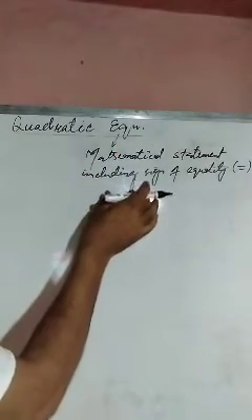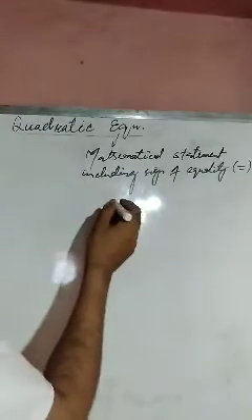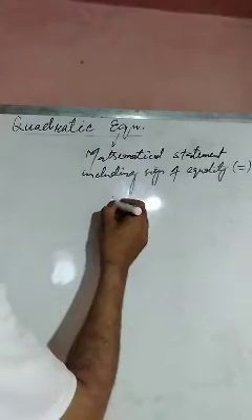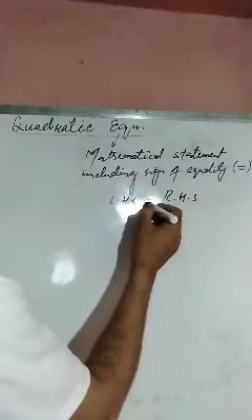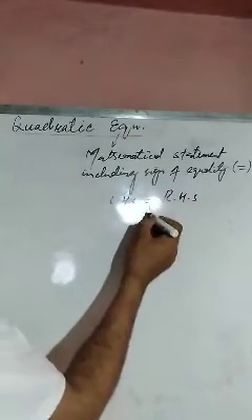You have already learned in earlier classes that an equation has two sides. One is known as the left hand side and the other is known as the right hand side. Both of these sides are balanced by means of this equality sign.